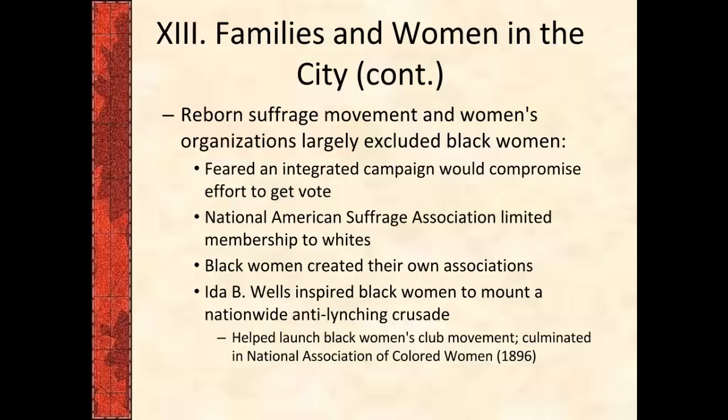Du Bois, who's pushing for immediate equality with white people and trying to accumulate a talented tenth of people who would then be able to demonstrate leadership and help to elevate the race.